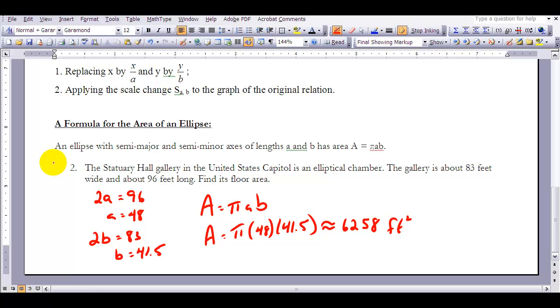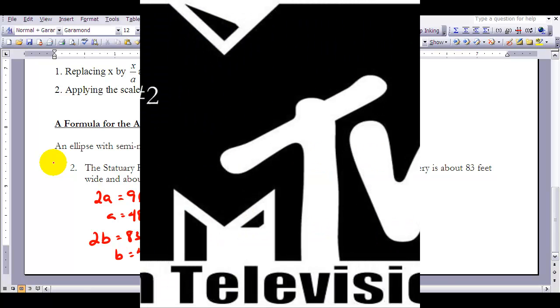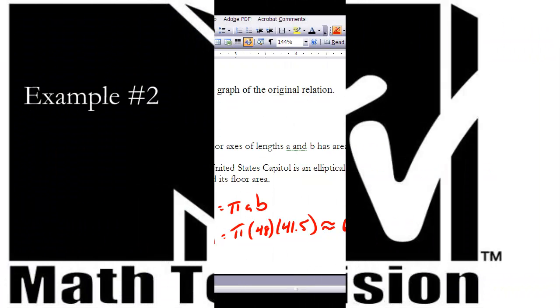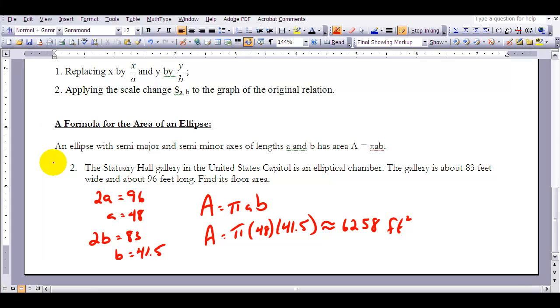The area of an ellipse with semi-major and semi-minor axis lengths of a and b would have an area of pi ab. So let's take a look at this example then. It says the Statuary Hall in the United States Capitol is an elliptical chamber. The gallery is 83 feet wide and 96 feet long. Find its floor area. Well, if it's 96 feet long, that would be 2a. That would be your major axis. So if I want to find the semi-major axis, that would be half of that.